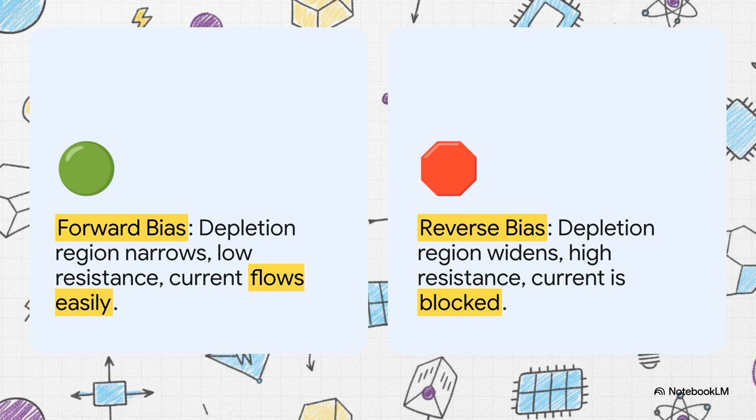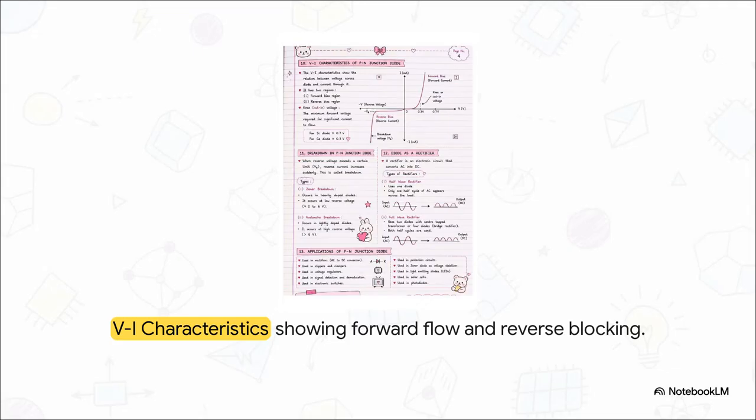But if we completely flip the battery around for reverse bias, negative terminal to the P side, positive to the N side, we actually pull the charges away from the junction. The depletion region widens, creating an impenetrable wall of high resistance that blocks the majority of charge carriers from crossing at all. This entire process essentially turns the diode into a one-way valve for electricity.